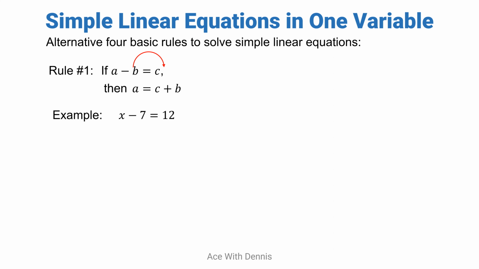Here's an example. x minus 7 equals 12. Now we move the 7 to the right hand side. From minus it becomes plus. So x equals 12 plus 7, which is 19.